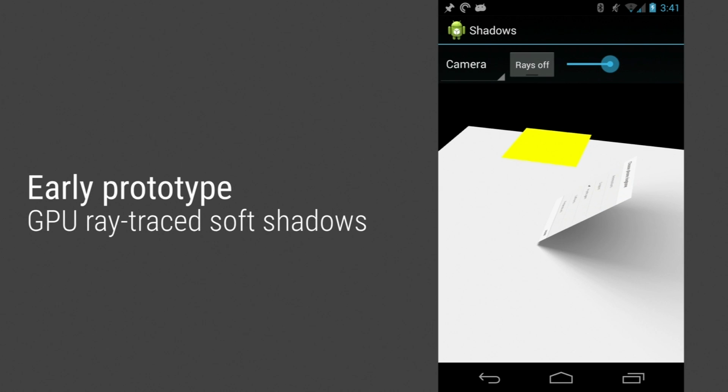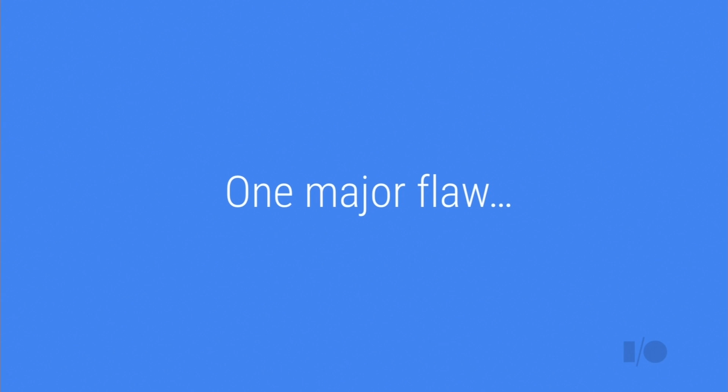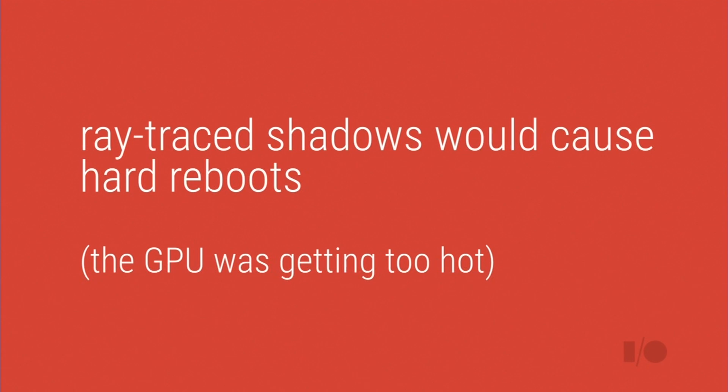So to implement this, just before I left the Android team, I wrote the first prototype of soft shadows, and this is what I came up with. It was using ray tracing on the GPU, and it looks pretty good. There's global illumination approximation. This looks fairly similar to what you get in Blender or any expensive 3D rendering package. The only issue with that approach is that it was running so much code on the GPU that after a few seconds, like 30 seconds, the Nexus 4 would overheat and reboot. It was just trying to not melt. So we fired him. So I got fired.